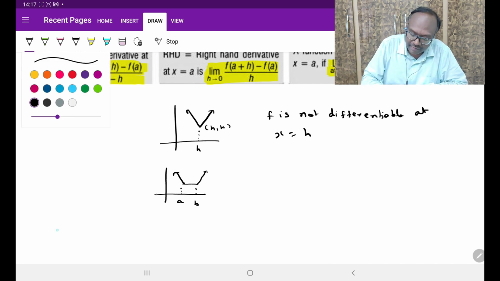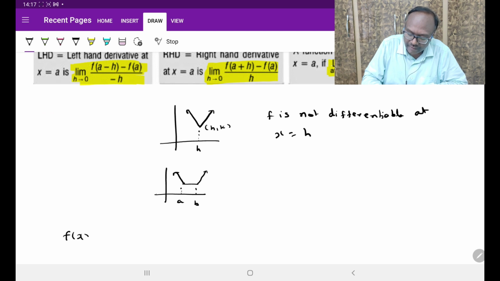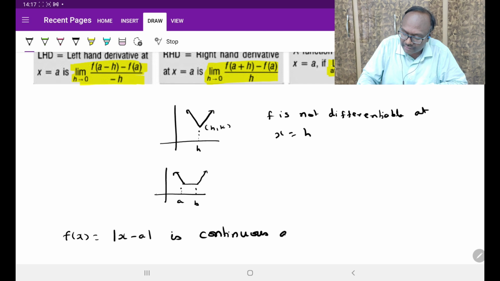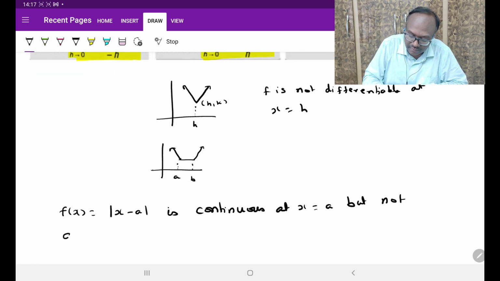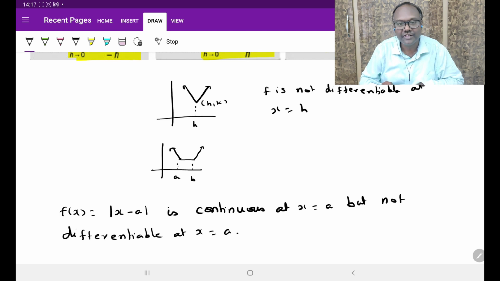So f of x is equal to modulus of x minus a is continuous at x equal to a but not differentiable at x equal to a. So this is also one important point.